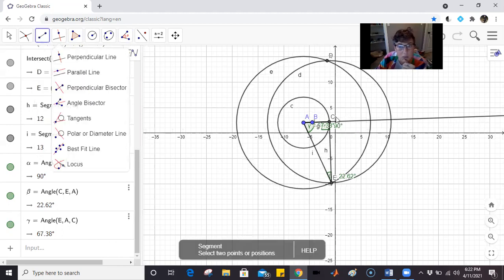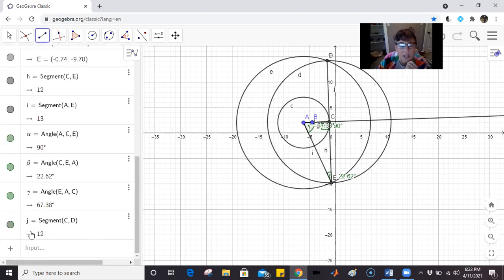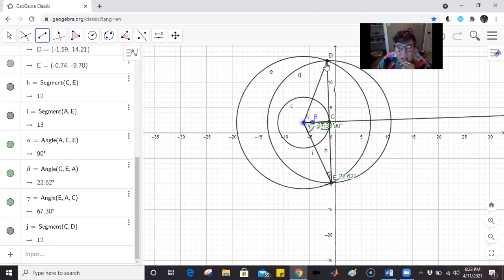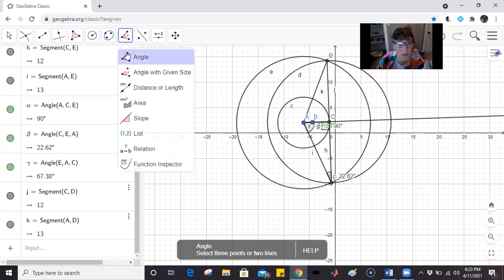Let's connect point C to point D, and that will be a 12 unit long segment. And point A to point D, that'll be a 13 length segment, just like the other triangle. So we know the two sides are the same. And now let's see if the two angles are the same.